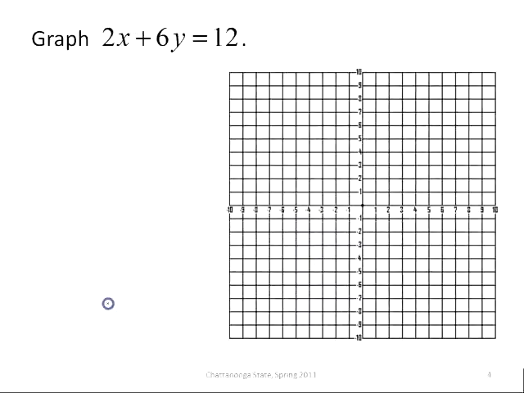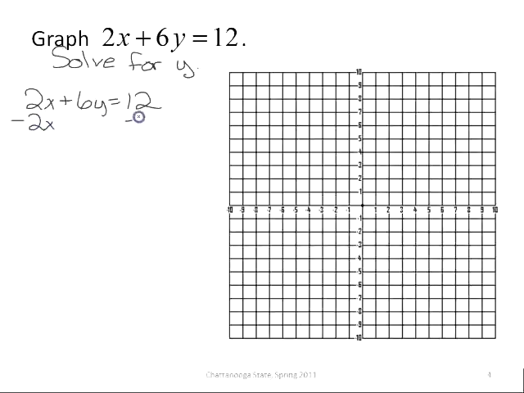Now here's an equation that is not in slope-intercept form. To use the slope and the y-intercept, your first step has to be to solve your equation for y. You have to have it in slope-intercept form to know what your slope and your y-intercept are. So I'm going to take this equation, 2x plus 6y equals 12, and I want to solve it for y.